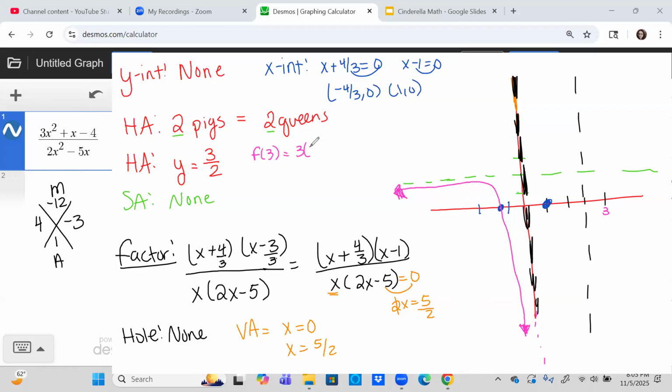So that's 3 times 3 squared plus 3 minus 4 all over 2 times 3 squared minus 5 times 3. I'm just going to plug that through the calculator. Okay, the top is 26 and the bottom is 3. So that'd be 26 over 3. So when we plug in 3, we get 26 over 3, which is almost 9 because 27 divided by 3 is 9.